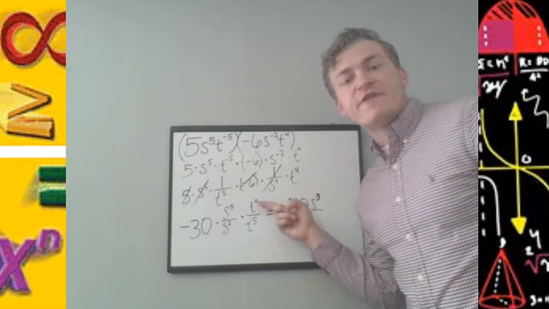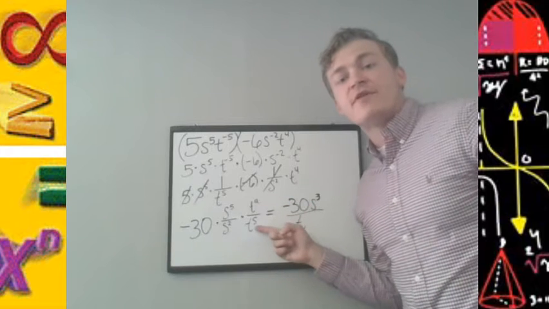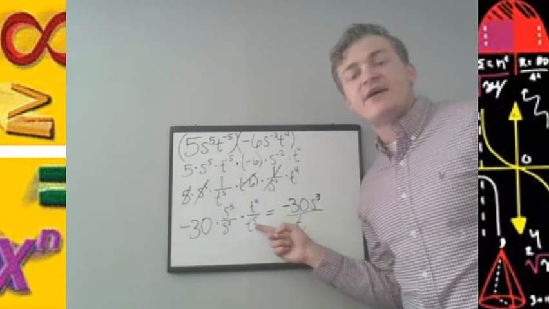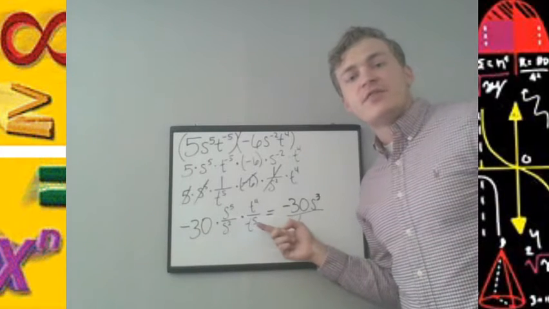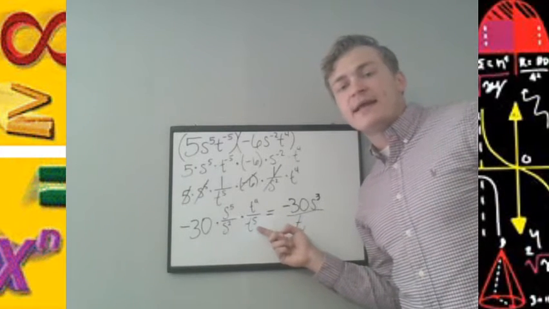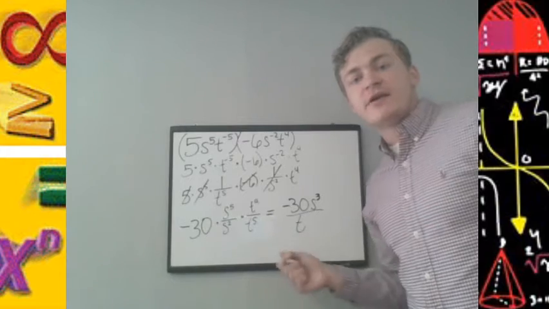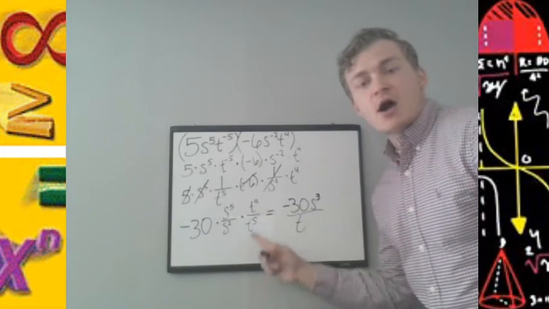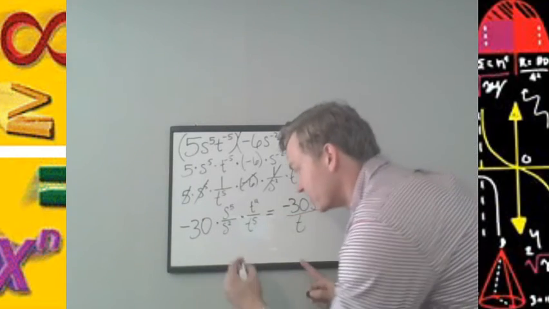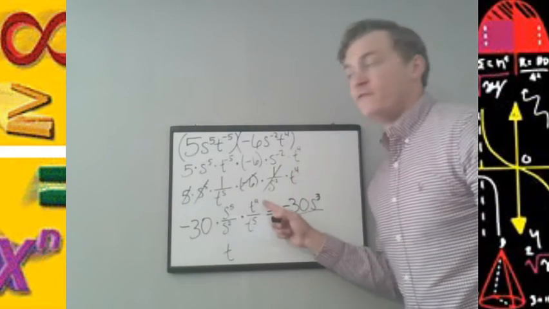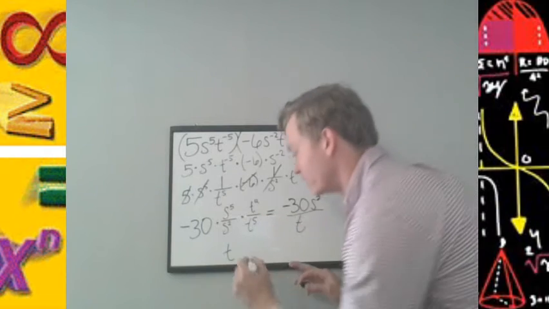I have 4 factors of t up here. I have more factors of t down here. So when they cancel through elimination, there's 1 factor of t that will remain down here. And there it is. Another way to think of this is our quotient rule says subtract exponents, numerator minus denominator. 4 minus 5 is negative 1.